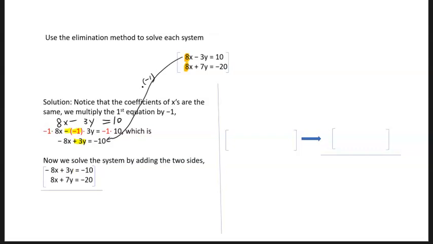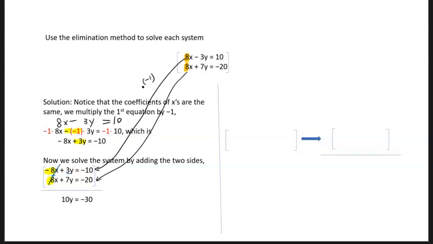Now I'm going to use this equation. The first one here is the one we just got, so I multiply the first equation by -1. The second one, we just bring it down here. And now notice that the numbers in front of x's are opposite of each other, so we can just add both sides.